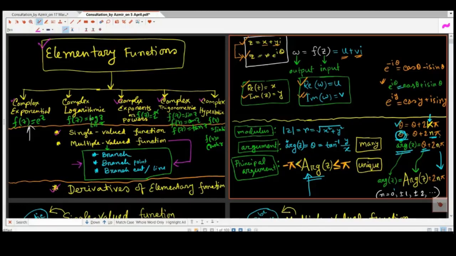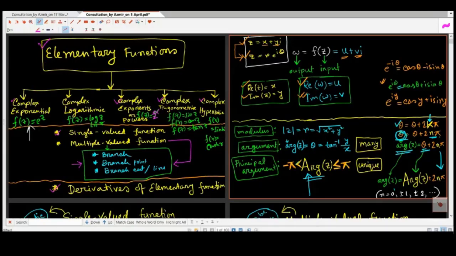Logarithmic functions are log z, natural log z. Exponential functions are e to the z, but here complex exponents are z power alpha, where alpha is a non-zero complex number. So this is the example of complex exponent. Complex trigonometric functions can be sine of z, cosine of z, tangent of z, like this. Hyperbolic functions are hyperbolic sine of z, hyperbolic cosine of z. So we will try to discuss these topics in this session.